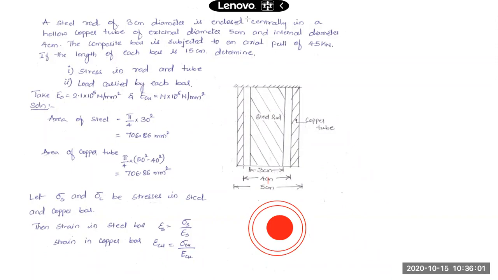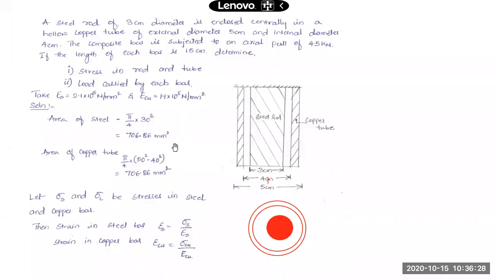And what they have done is, they have applied a force of 45 kilonewton to this. You need to determine what is the stress in each of these bars, in the central steel bar and outer copper tube. What is the stress in these two members, and also what is the load carried by these two members. If we find the stress, then finding the load carried by each member is not difficult for us.